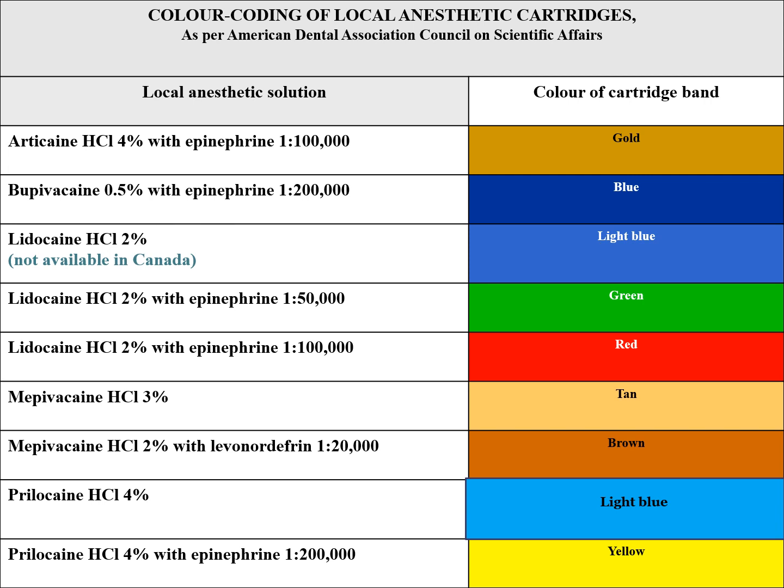There is a color coding system of local anesthetic cartridges. You are not expected to know the color of the cartridge bands, but you are expected to know that there is articaine. It can come with epinephrine, 1 in 100,000. There is bupivacaine with epinephrine, 1 in 200,000. There is lidocaine HCl 2% with epinephrine.